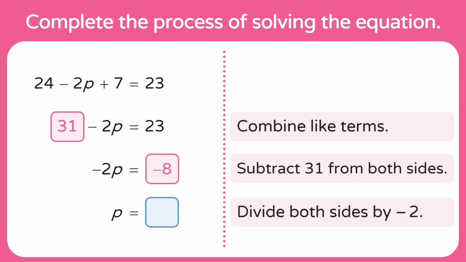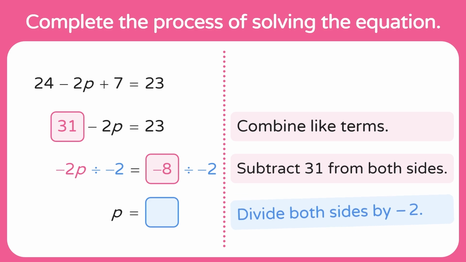We have one more blank to fill in. We need to isolate p. Right now, p is being multiplied by negative 2. The opposite of multiplication is division. So to undo this, let's divide each side by negative 2. Look, that step is written here, so we're on the right track. On the left, we just get p, and on the right, we get negative 8 divided by negative 2, which is positive 4. So, p equals 4.